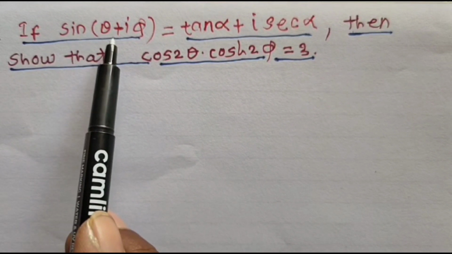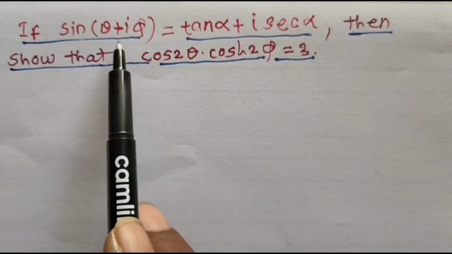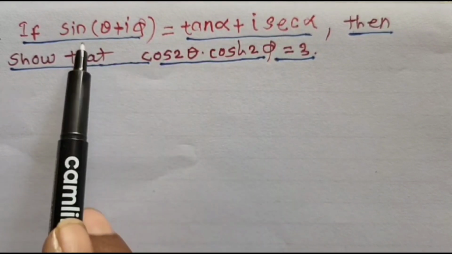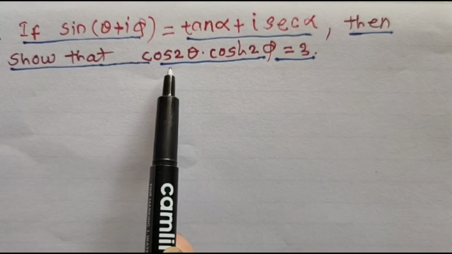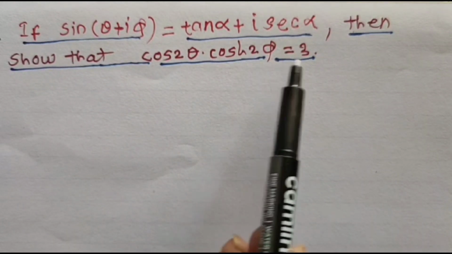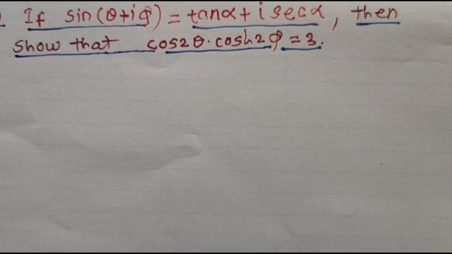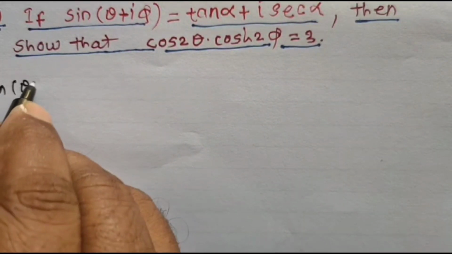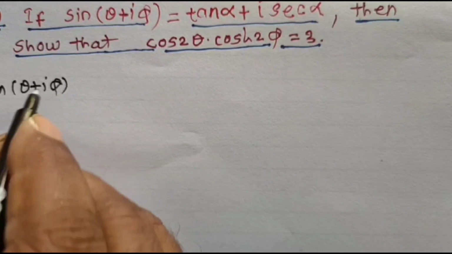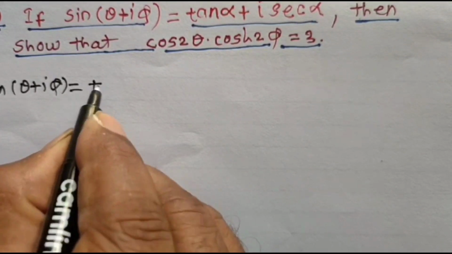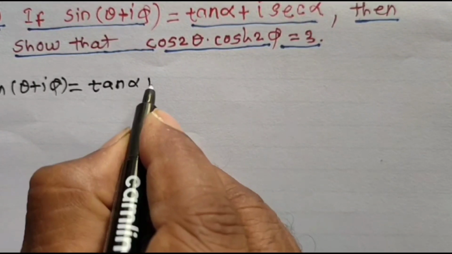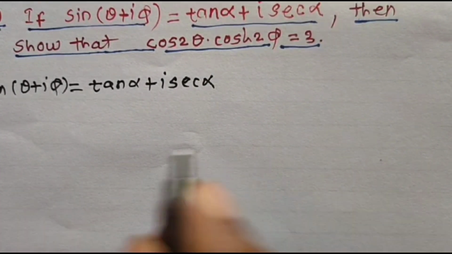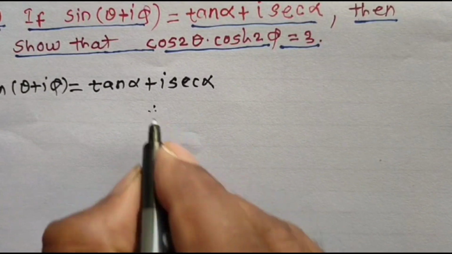Here sin(θ + iφ) is a complex number and its real part is tan α and imaginary part is sec α. And by using this relation we have to prove cos 2θ · cosh 2φ = 3. Let us solve this sum. What is given? sin(θ + iφ) = tan α + i sec α. This is given. Now we can apply this formula.